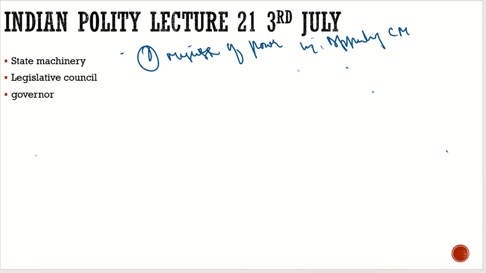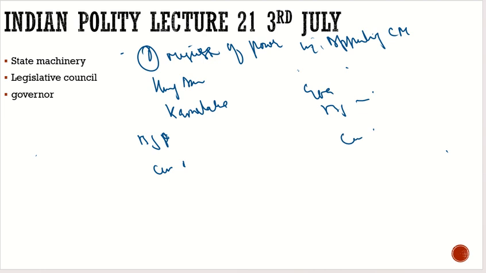So what he will do, he will misuse his power with respect to the appointment of the CM, especially when there is a hung assembly. For example, we can take the example of Karnataka and Goa, where there were political parties, different alliances between BJP and some other political party, and Congress and some other political party. So there was no definite majority enjoyed by any political party.